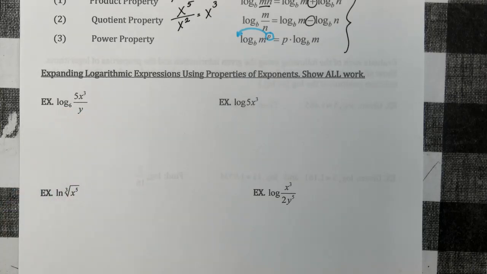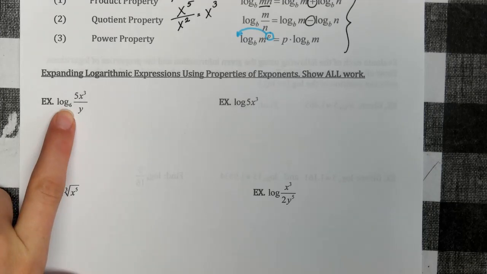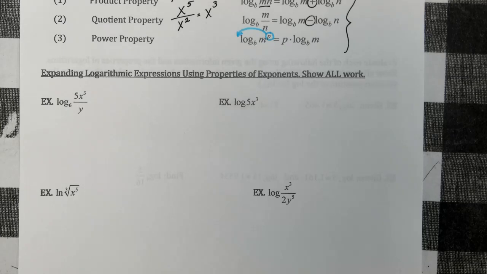Okay, so when I'm expanding, each individual term should have its own log. So my final answer should have 3 logs written. Now this log base 6 goes to all of them. Once you get the hang of it, you should be able to look at it and go straight to the final answer, but that's not what I'm looking for in your work. At some point you're going to separate the terms and then you're going to keep separating from there.